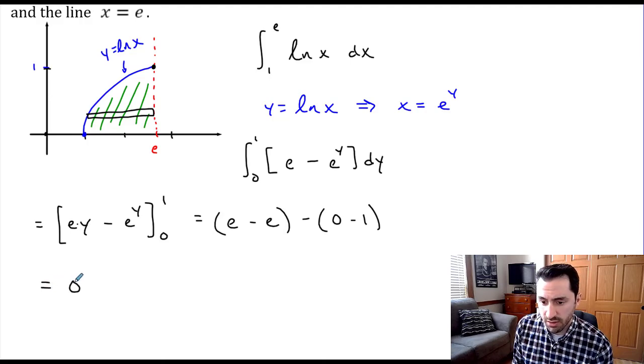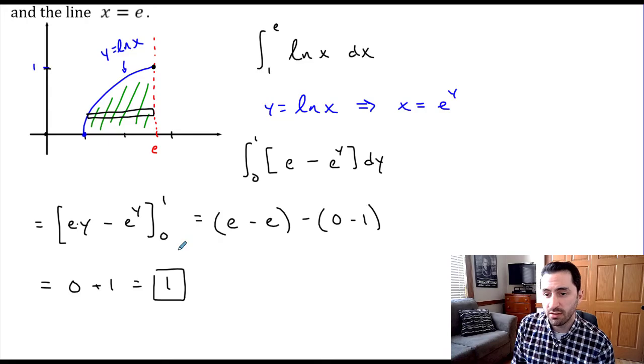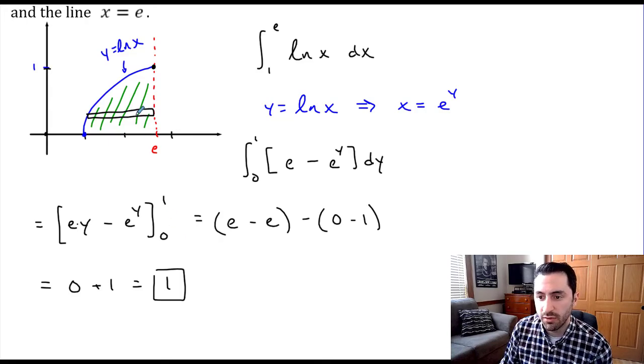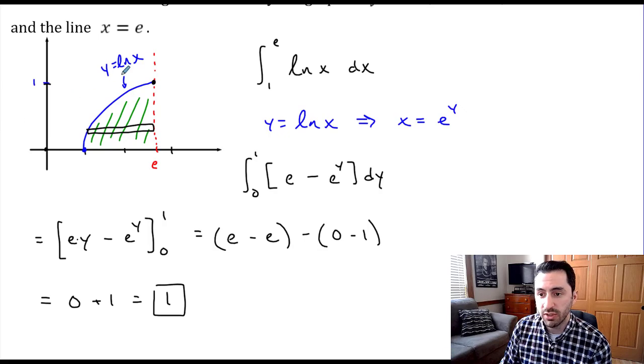So it looks like a lot simplifies. e minus e is 0, and then we're going to subtract. So that's going to be negative 1. So minus a negative 1, we're going to add 1. So in total, we end up with just positive 1. So that means the area of our region here bounded by the graph of y is equal to the natural log of x, the vertical line x is equal to e, and the x-axis, this area is exactly 1 unit.